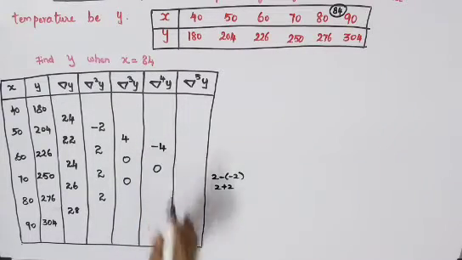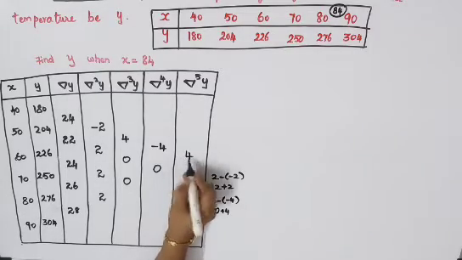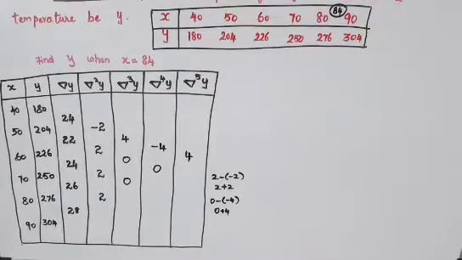0 minus of minus 4. So 0 plus 4 will be there. So you'll get your 4 here. So till Δ power 5 y, you'll have to find it.